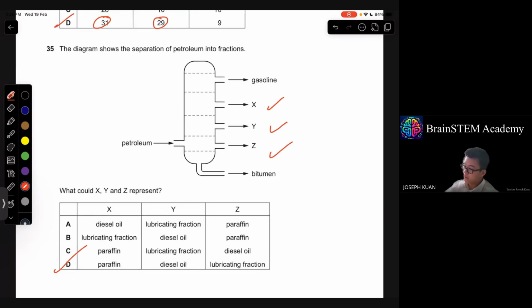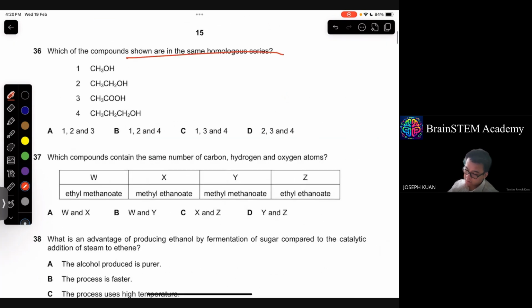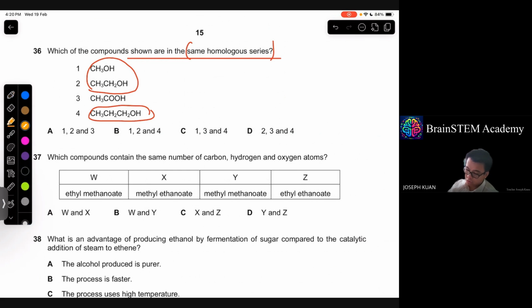Right? Moving on. Which of the compounds shown are in the same homologous series? Which means they have the same functional group. We just need to check which ones have the same functional group, which are 1, 2, and 4. As they are all alcohols, they have a hydroxyl group, OH, OH, OH. For number 3, it's a carboxyl group, COOH, it's a carboxylic acid. So 1, 2, and 4.